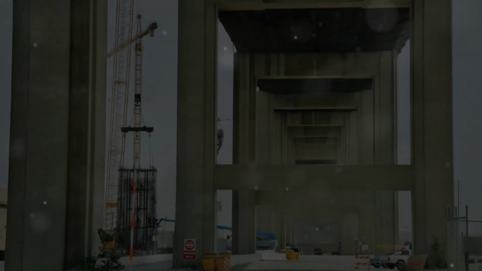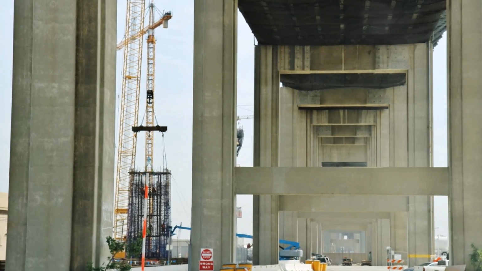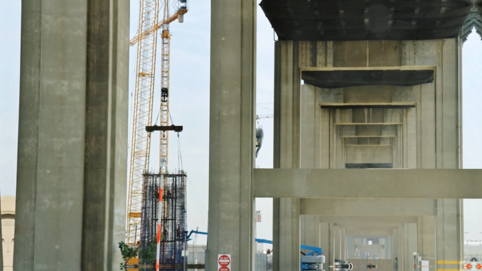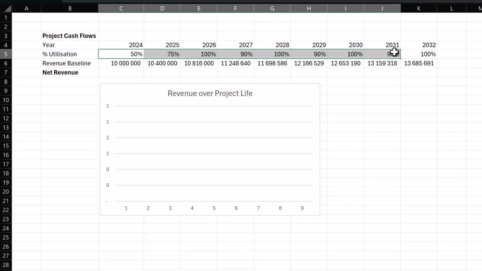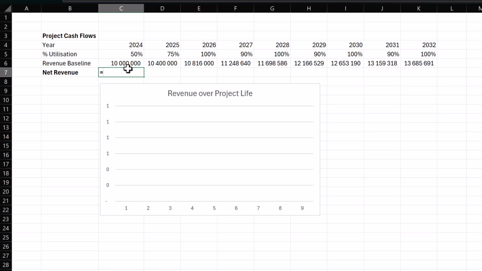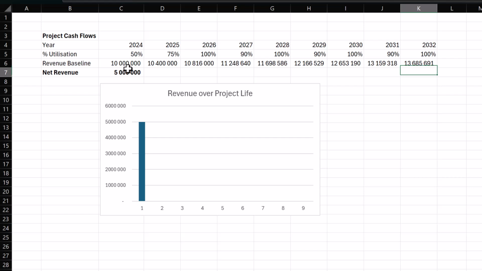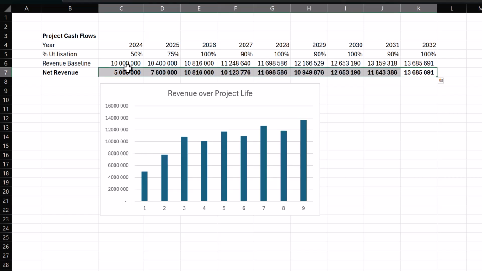Now, let's walk through a simplified example of how debt sculpting works in practice. First, we forecast the project's cash flows over its operational life. This will include revenue projections from the project's output, such as toll revenue from a road or electricity sales from a renewable energy plant.